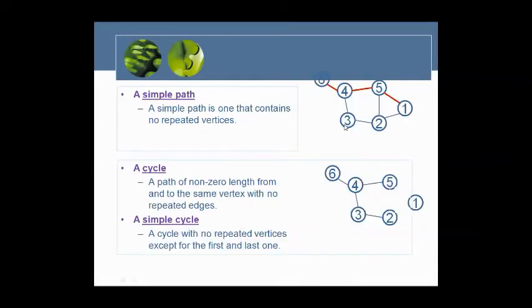So a simple path. You will see here, guys, a simple path, wherein 1, 2, 3, 4, 5, 6 is one that contains no repeated vertices. A cycle means a path of non-zero length from n to the same index with no repeated edges. So you will see here, okay, 2, 3, 4, and so on. A simple cycle is a cycle with no repeated vertices except for the first and the last one. So which is the first and last.